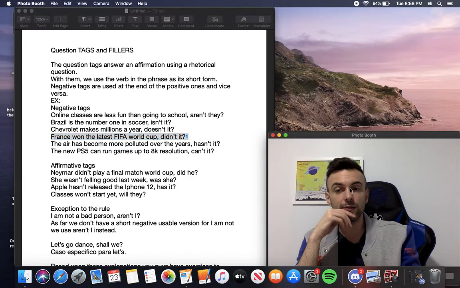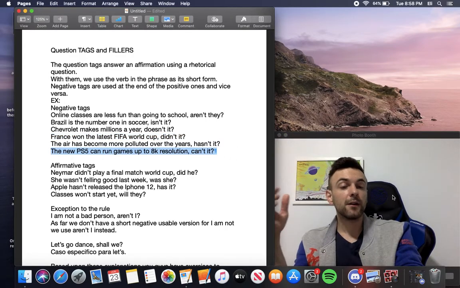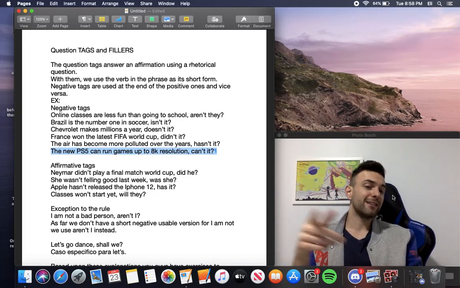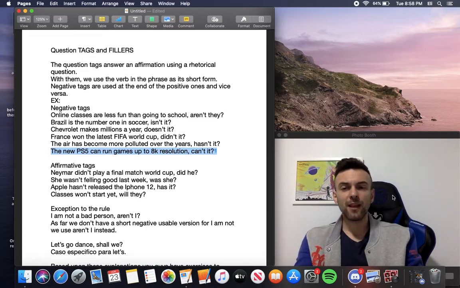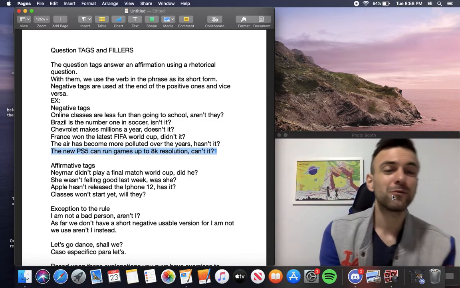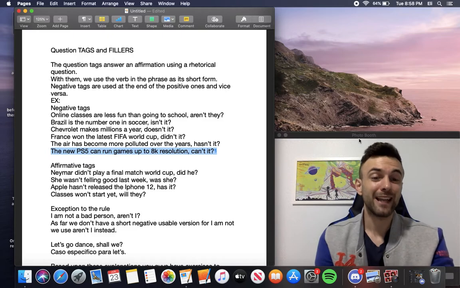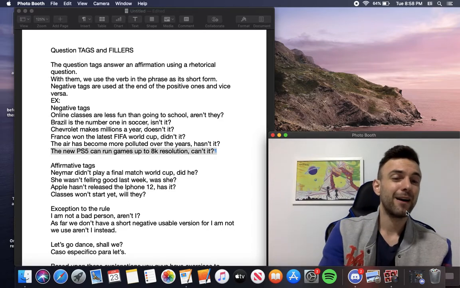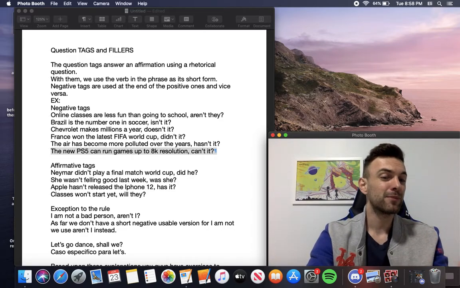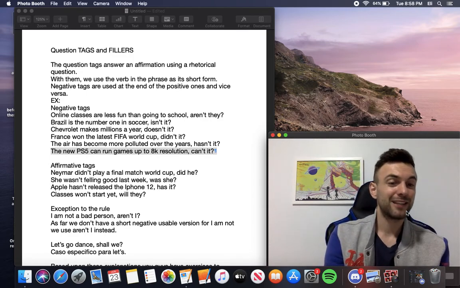And the last example here is about the PlayStation 5 that some of you guys think is going to cost about 500, 600 euros. In Brazil, it's going to be something between 7 to 8k reais. It's awful for those who like gaming. And the new PS5 can run games up to 8k resolution, can't it? In fact, it can. PlayStation 5 is supposed to run games upscaling to 8K resolution. I don't even have an 8K monitor. I have a 4K monitor. My laptop is a 900p. You know what I'm saying?